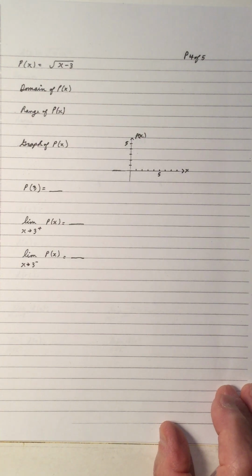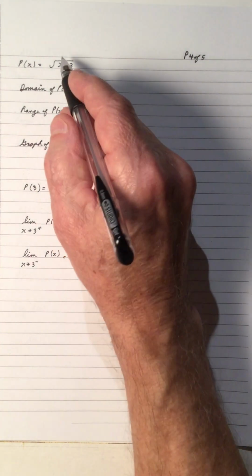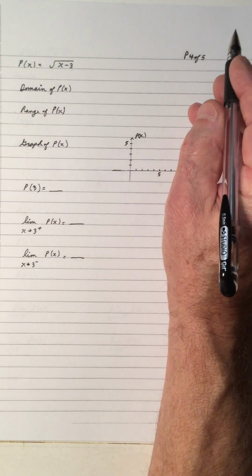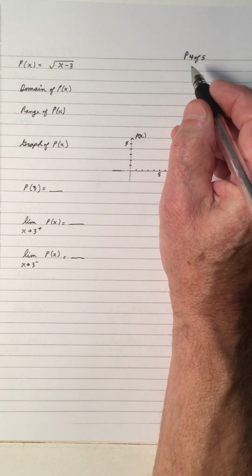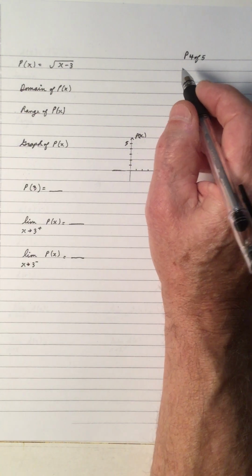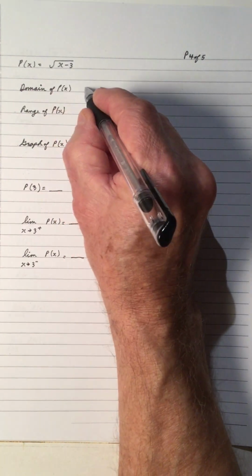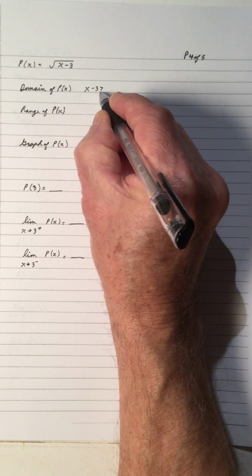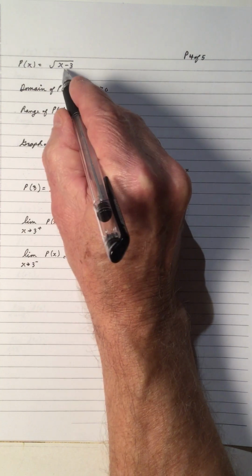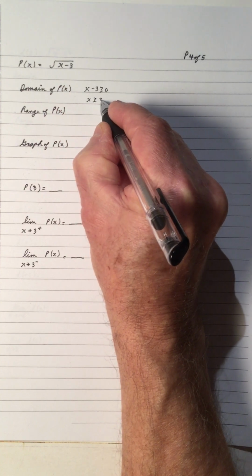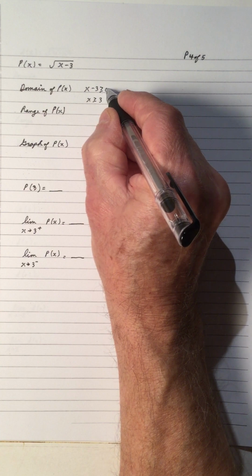Now we have another example of a square root. The p of x equals the square root of x minus 3. I want to look at the domain and range of this function. We have a square root, and we know that x minus 3 has to be greater than or equal to 0 because we can't have a negative number.